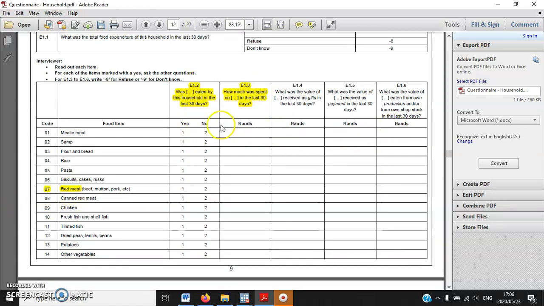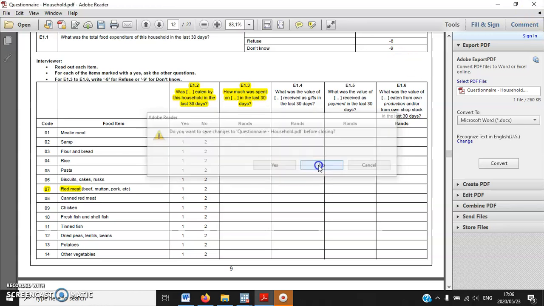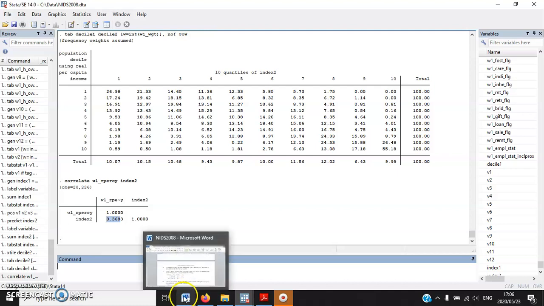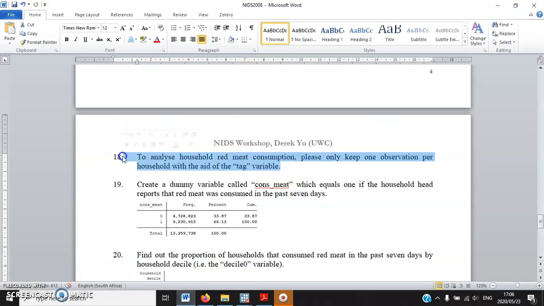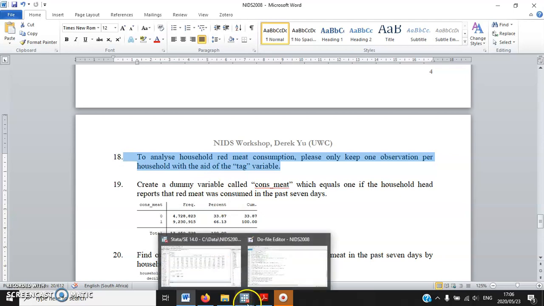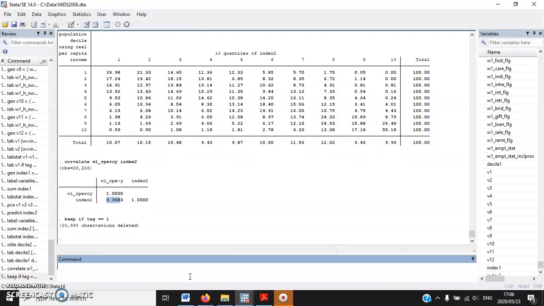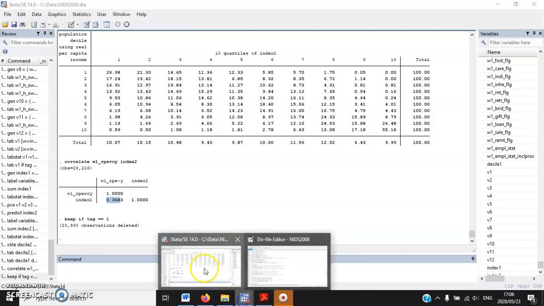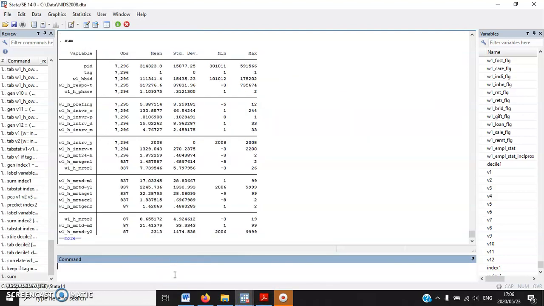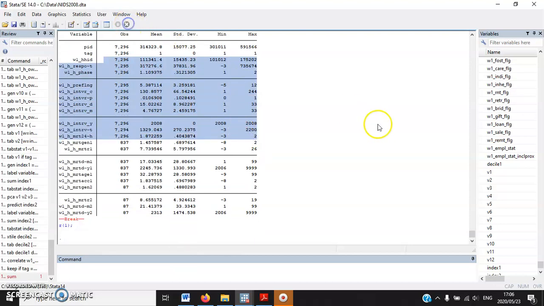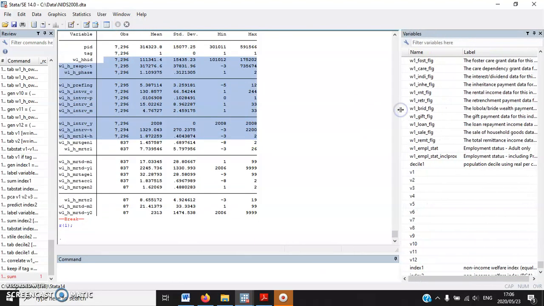And then there are few questions asked. We are going to focus on these two. Have you eaten any red meat in the last 30 days? And if yes, how much? Okay. So I think let's only keep one entry per household. In other words, only keep if tag equals 1. So this is what question 18 is all about. Tag. Keep if tag equals 1. Okay. So indeed, let me just sum. Indeed, 7,296 observations left, so 1 per household.